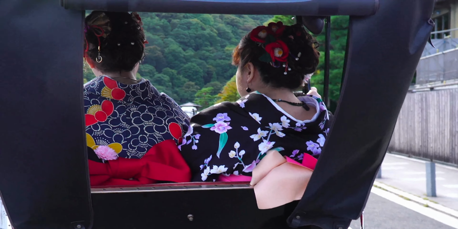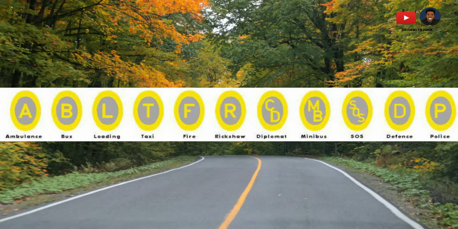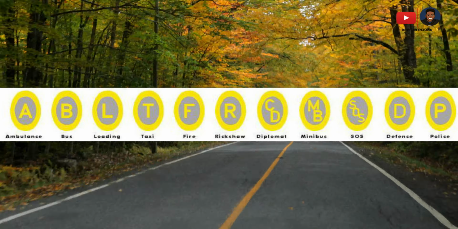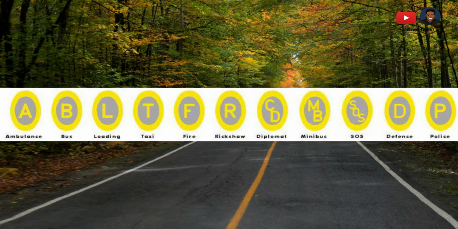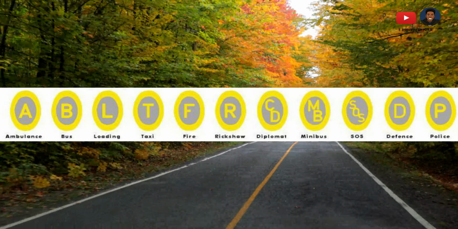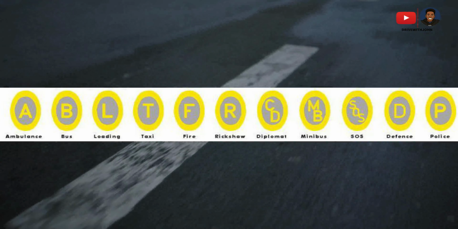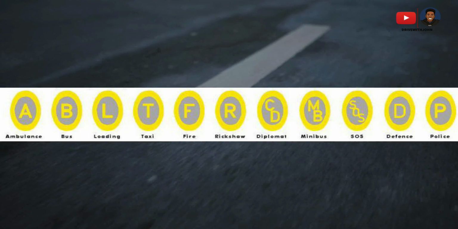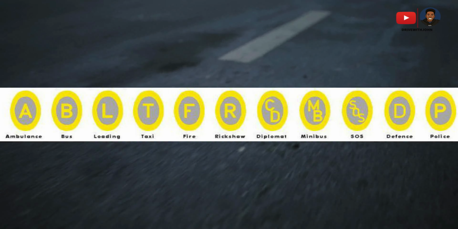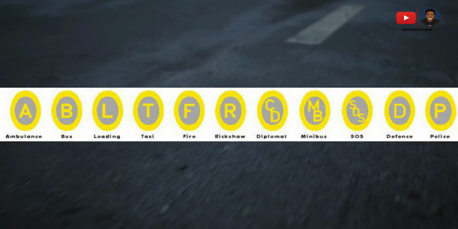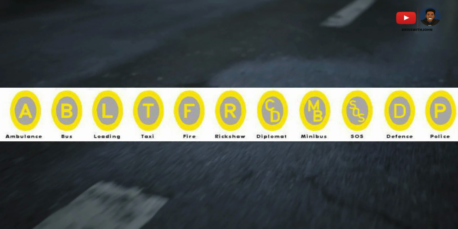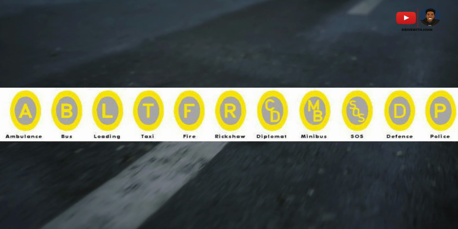So then your next one is your CD, which is your diplomatic. When I think about that, I think about the government official. They've also got their special parking bays or special slots where they can park their vehicles so they can go in and out of buildings freely. So that is like your top-notch government official. Alright, your next one is your MB, which is for minibus, and your next one is for SOS.